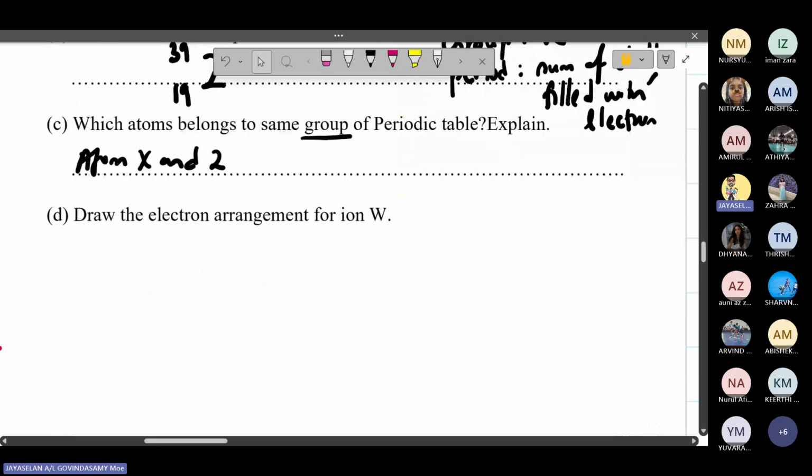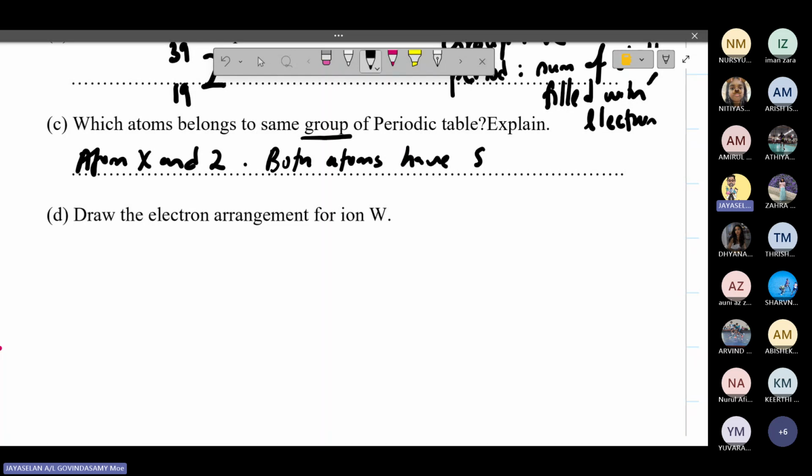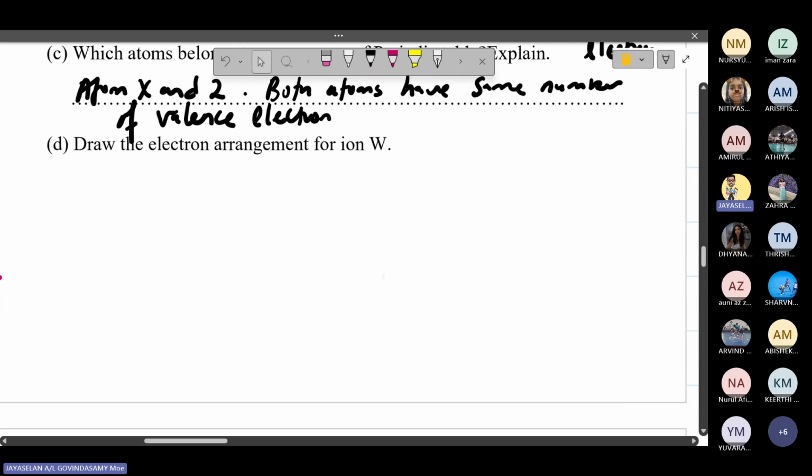Any question? Why? Because these both atoms have the same number of valence electron. That's all. You already score 1 mark. Any question? So you already score 2 marks. Very simple answer. Okay, now we do the last one.